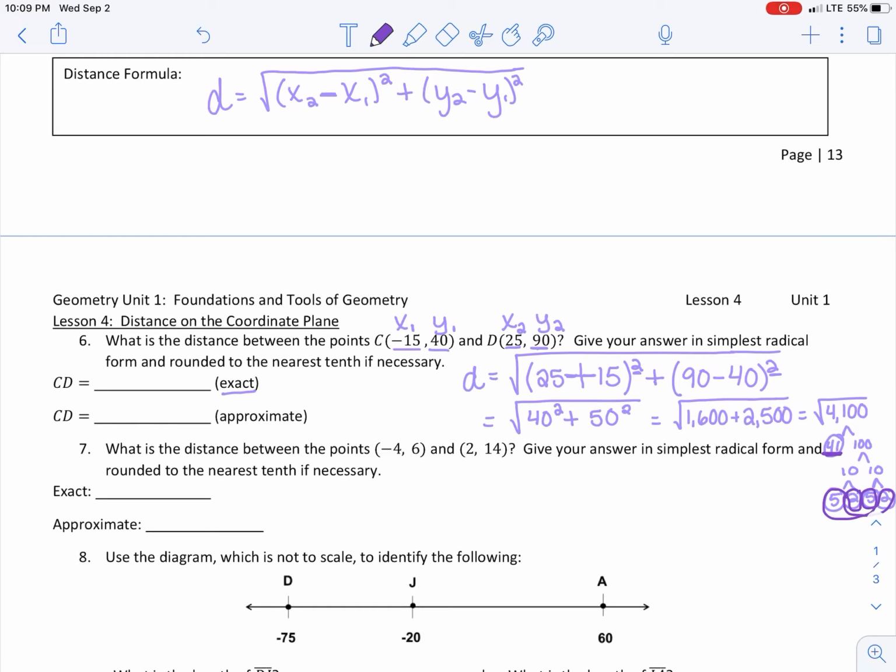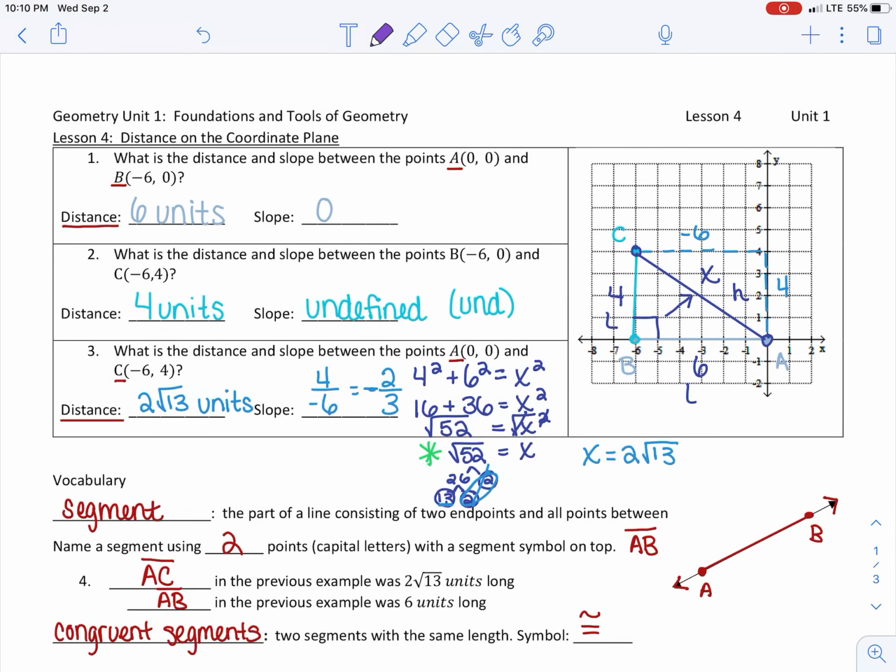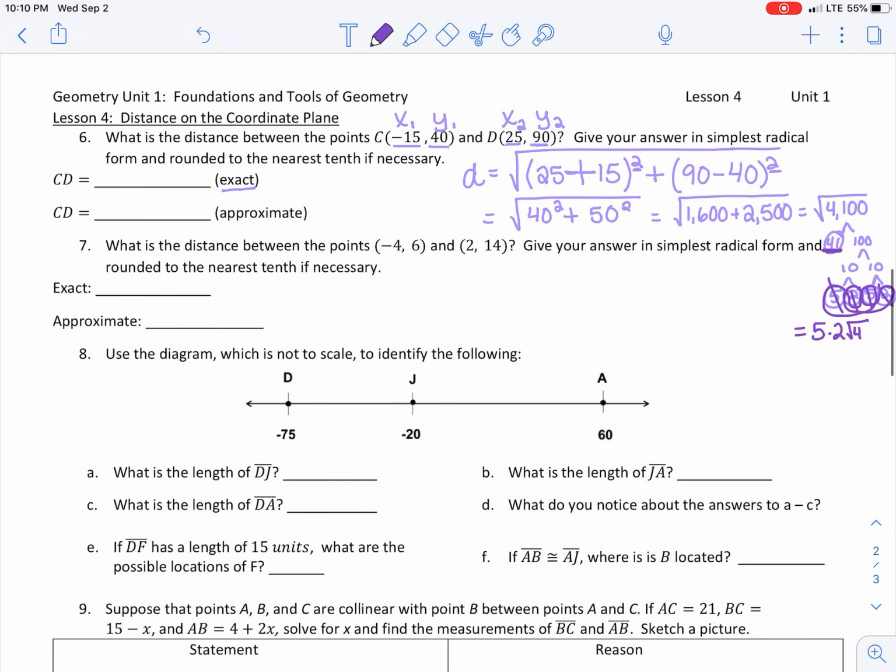So, knowing that, I can bring one of my 5s out from my pairs. And I can bring one of my 2s out from my pairs. Okay, and then underneath the radical, oops, let's see. Sorry, guys. I get 41. Okay. So it ends up being 5 times 2 is 10 root 41 as my exact answer. So 10 root 41. And we're going to say units again. You can abbreviate units with just a U.